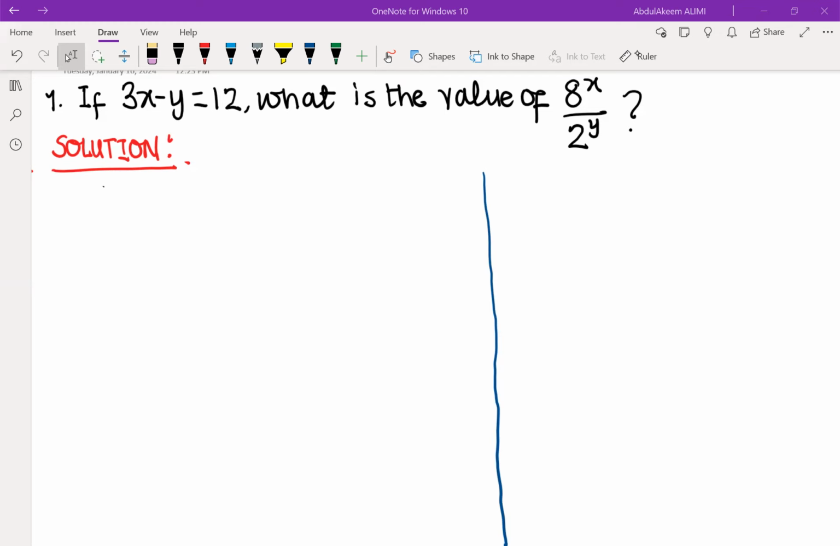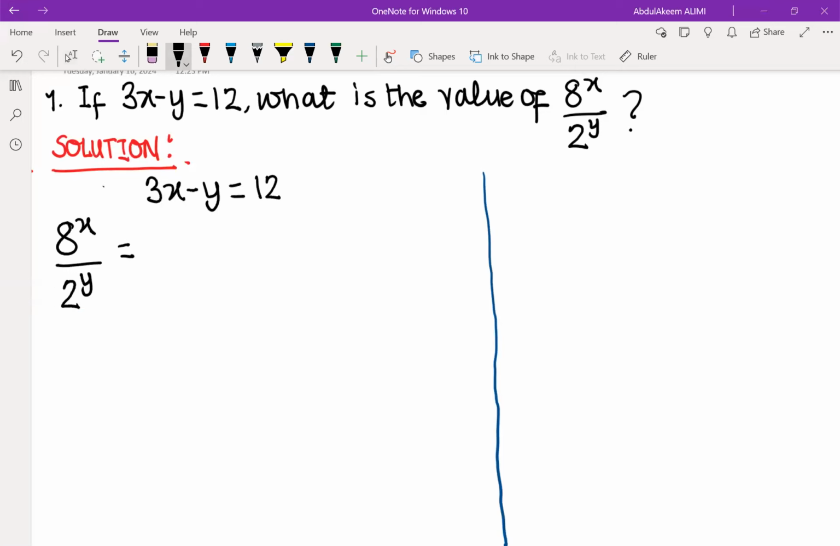So let's write out the values we have in the question. The first one we are writing is 3x minus y is equal to 12. And the second one is 8 raised to power x divided by 2 raised to power y. So let's solve this. The numerical value of the numerator is 8, while the numerical value for the denominator is 2.